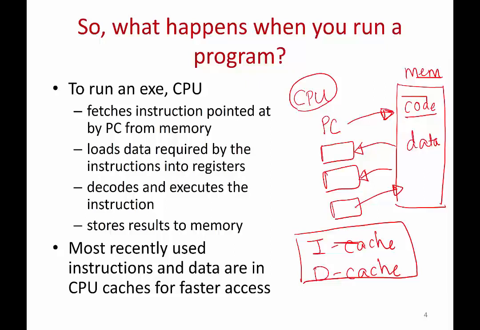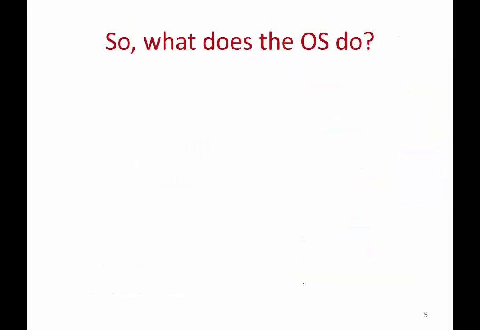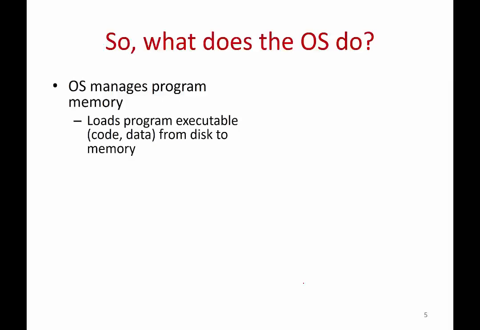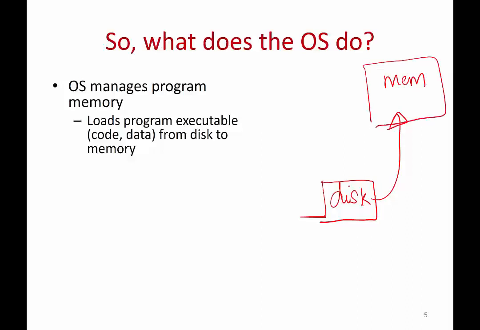Okay, so now where does the operating system fit into all of this? So what does an operating system do when you're executing a program? So the operating system does several things, right? So the first thing it does is it manages the program memory. So you have your program executable, your a.out on disk, and the operating system fetches this executable into memory. So you have your main memory, the operating system copies this a.out into memory, okay?